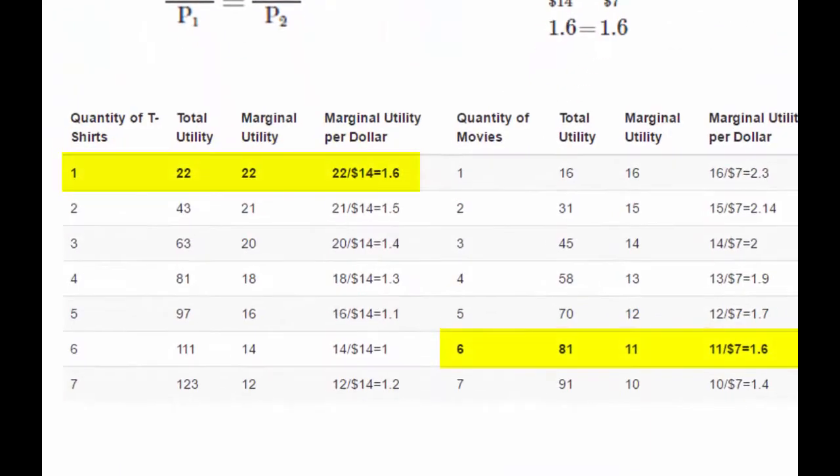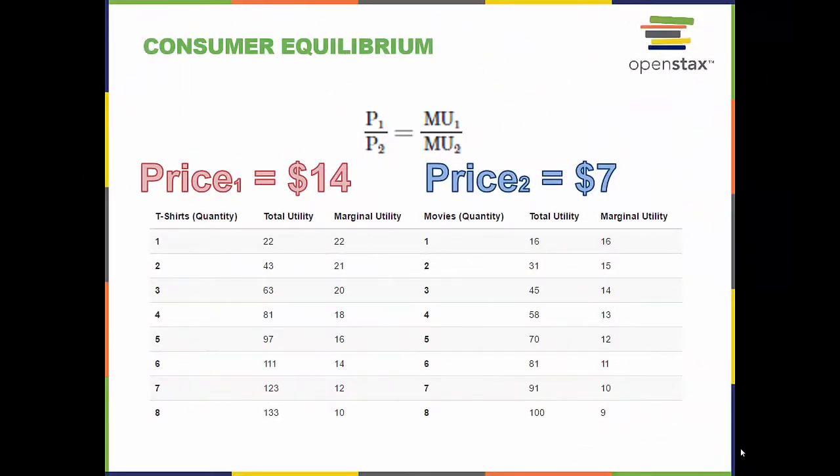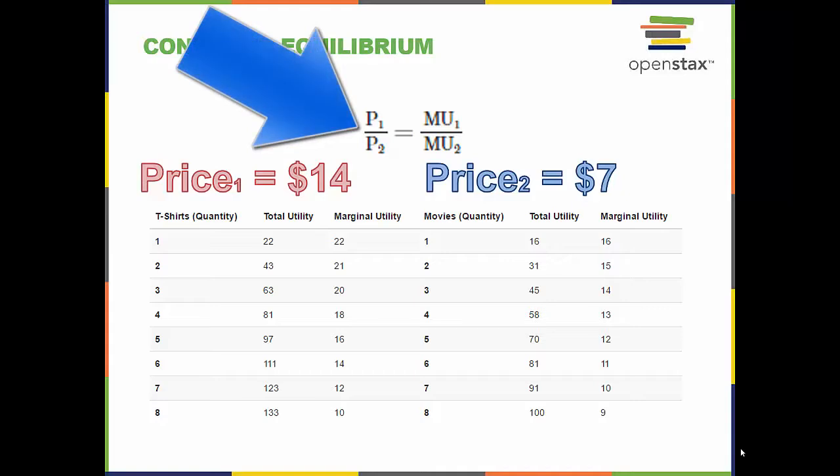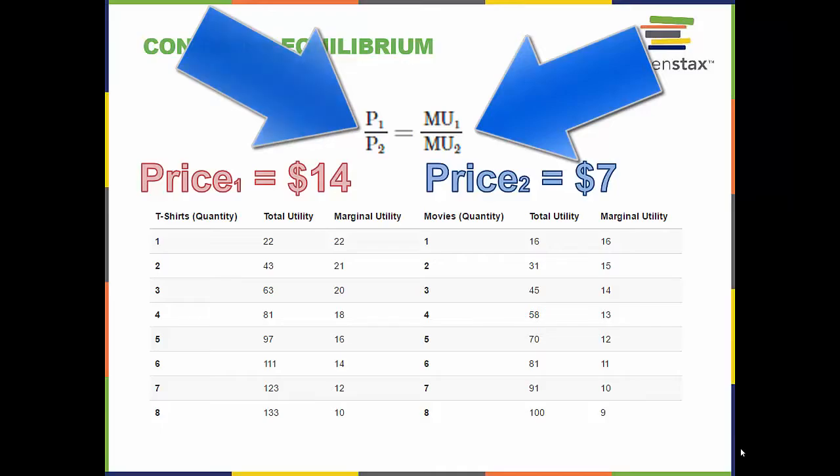In the case of our example, at point S on the budget constraint curve, marginal utility per dollar for t-shirts and movies is equal at 1.6. Another way that might be more intuitive to approach utility maximization is to use the consumer equilibrium approach. This approach asserts that the ratio of the prices for the products, in this case t-shirts and movies, is equal to the ratio of the marginal utilities at the point where utility is maximized, which as we know is point S on the budget constraint line.